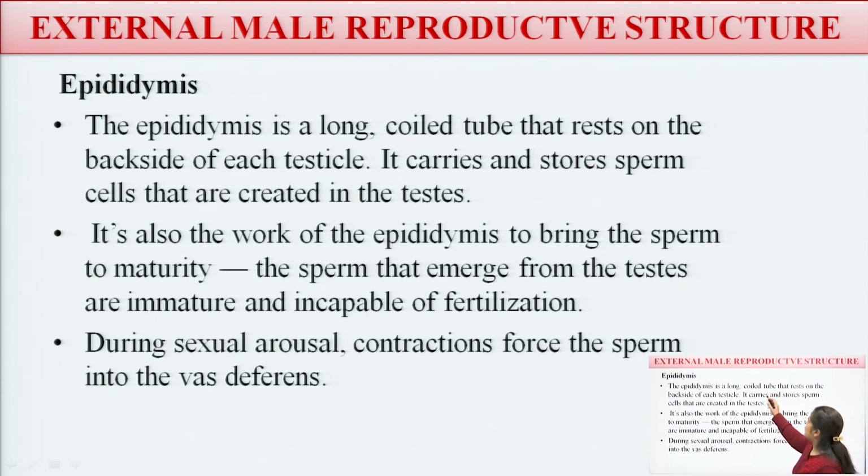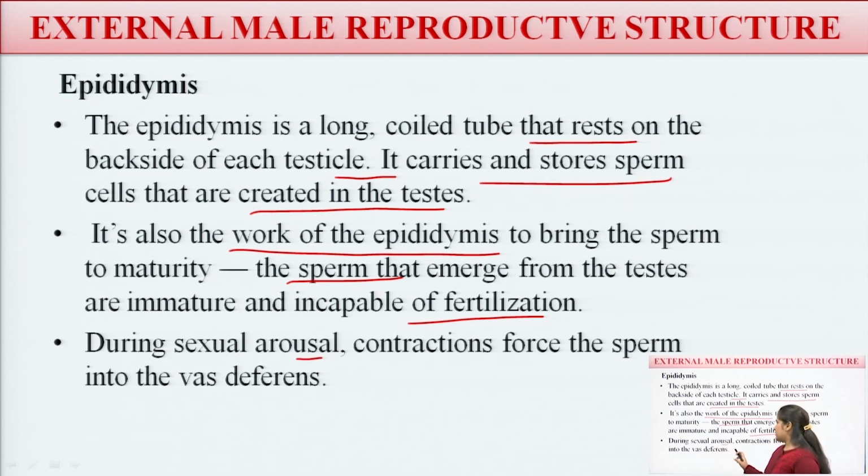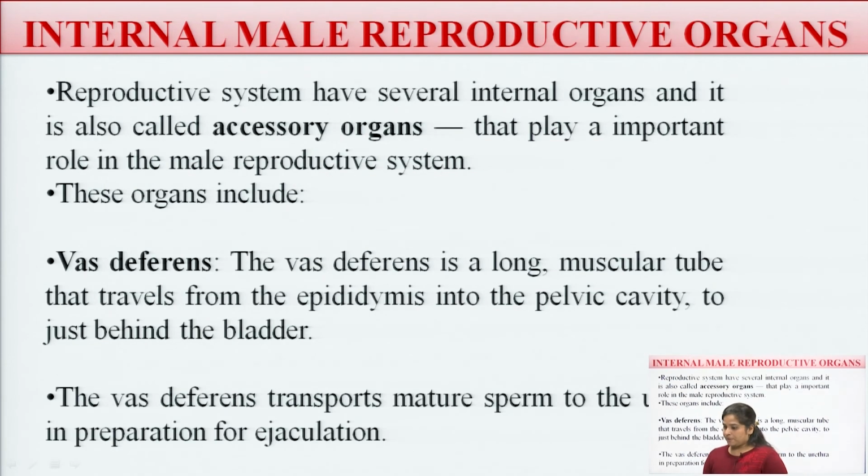Now epididymis. The epididymis, again, is an external organ. It is a long coiled tube that rests on the back side of the testicle, and it carries and stores the sperm cells that are created in the testis, and it also helps the sperms to mature. The sperms that emerge from the testis are immature, which are incapable of the fertilization process, right? So during sexual arousal, contraction forces the sperms into the vas deferens.